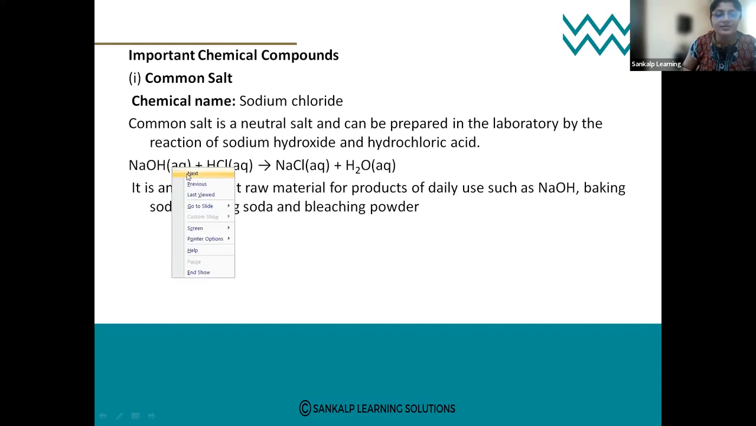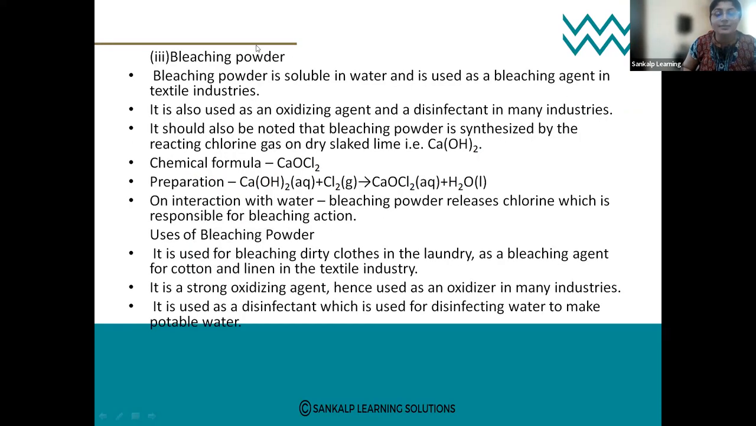Next is bleaching powder. Where is it used? Bleaching powder is used as a disinfectant in many industries. It is used for bleaching your dirty clothes in laundry, right? And it is used for disinfecting water to make potable water. So these are some of the uses of bleaching powder. This is also an example of a salt.